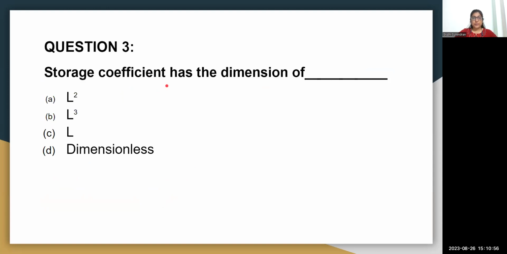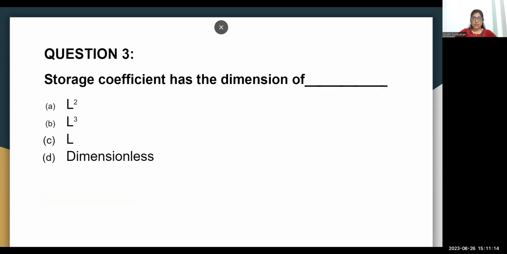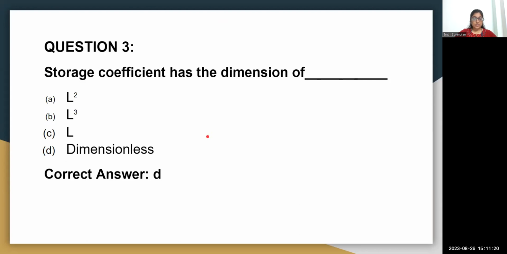Now, storage coefficient has the dimension of what out of the following? Will it be in units of meter square or centimeter square, or meter cube or centimeter cube, or will it be in the units of meter or centimeter, or is it going to be dimensionless? The answer is dimensionless. So let's see what the storage coefficient is and how it is dimensionless.